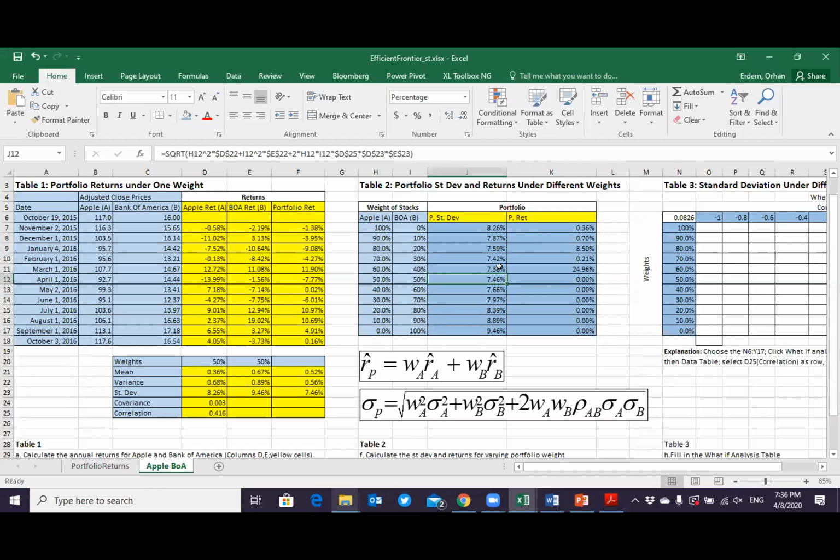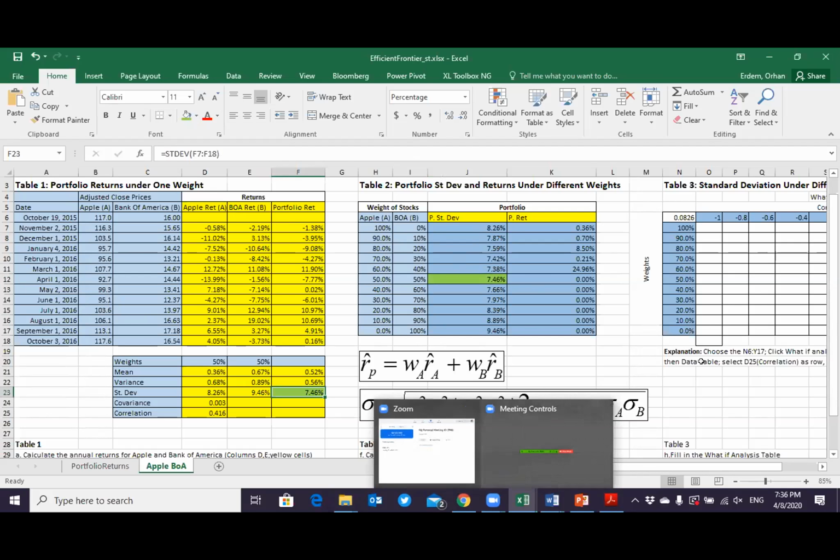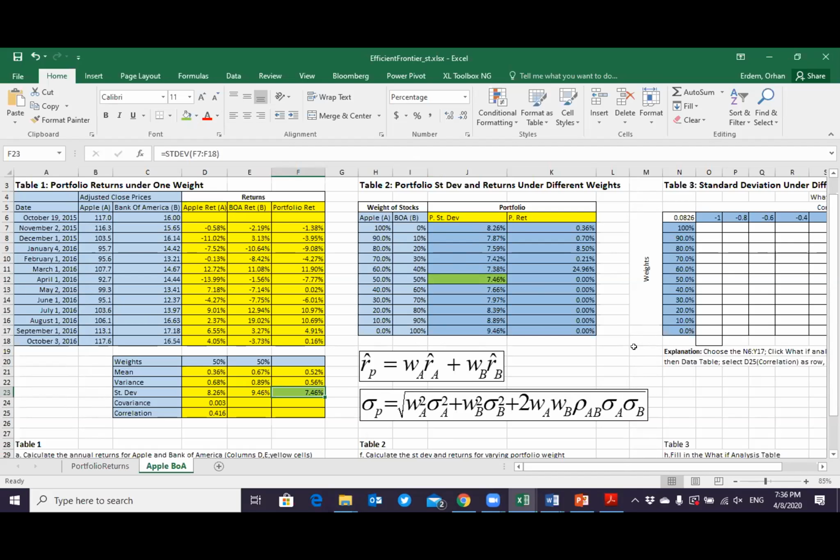This is the one I already had, okay, 50-50. So this is the one I already had here. Maybe I should highlight it with something like, I don't know, greenish. Okay, do you see that? Is this the same as this number? Yes.